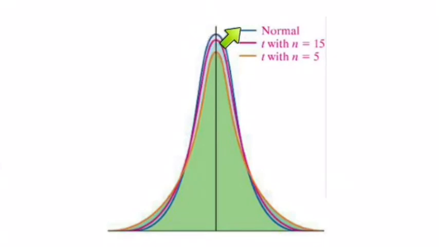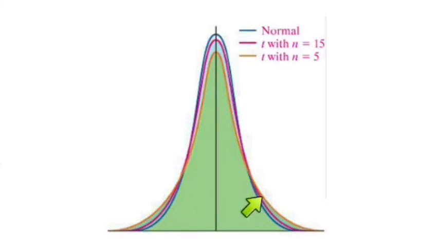Notice that in blue we have a normal distribution. The red and the orange are both t-distributions. In the red curve we have a t-distribution with n equals 15, and the orange curve is a t-distribution with n equals 5. Let's look at the red curve for a second. It's a little shorter than the normal curve, but look at the tails. The tail is a little thicker than the tail of the normal curve. And then the curve for the distribution with n equals 5 is even a little shorter than the t-distribution with n equals 15. And look at the tail for that one.